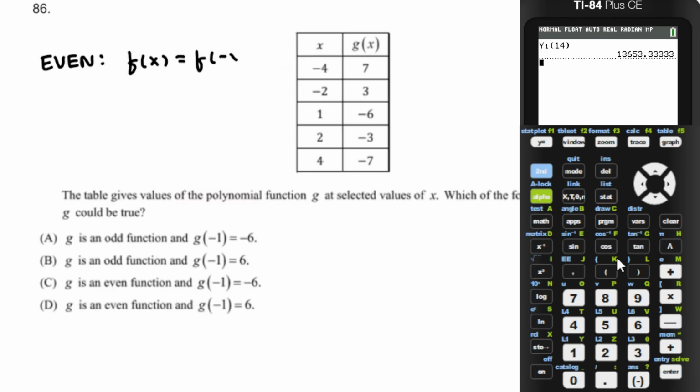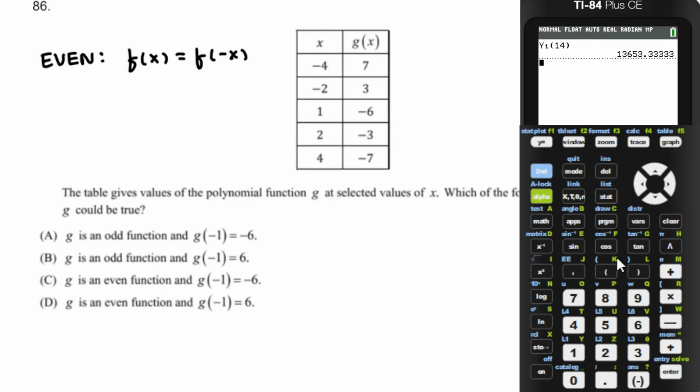What that has to do with even degree polynomials is that a polynomial will be even if it only has even power terms. Okay, so f of x equals f of negative x. That's obviously not happening because g of 2 and g of negative 2 are negatives of each other. And g of 4 equals the negative of g of negative 4. This thing is looking like it's odd. So even is out, odd is in, and g of negative 1 would be the negative of negative 6. It needs to be positive. Okay, so there we go.